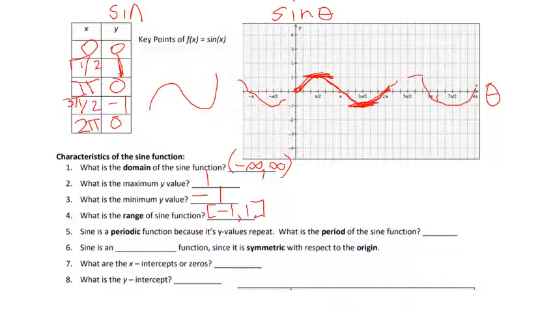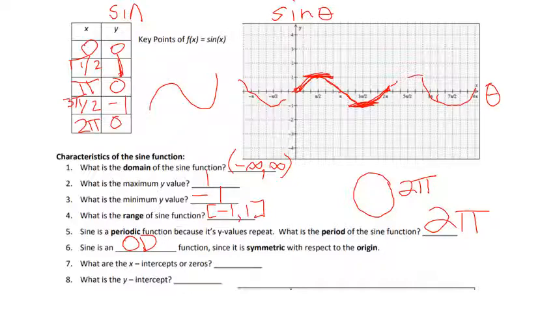Sine is a periodic function because its y values repeat, and the period, which is the amount of time that it needs to finish one full rotation, is 2 pi. And that shouldn't surprise you because one time around the unit circle is 2 pi. Sine is an odd function, which means it has symmetry with respect to the origin.